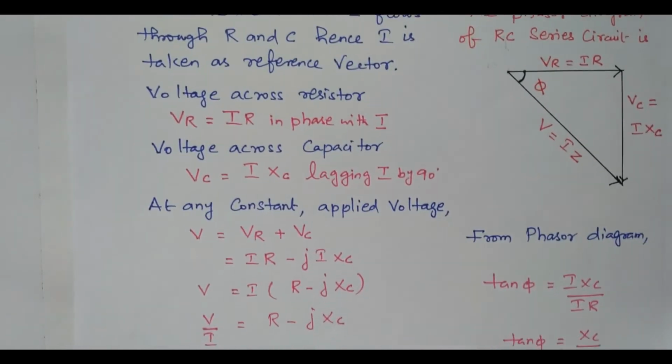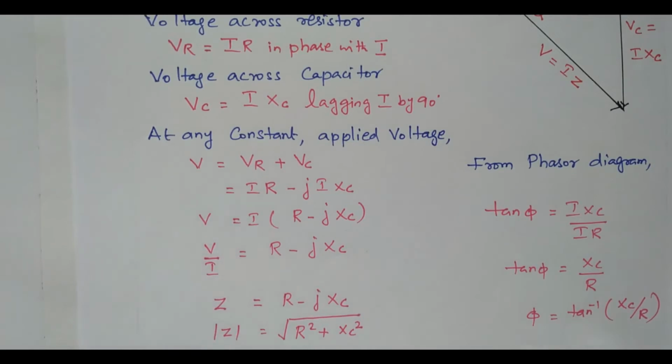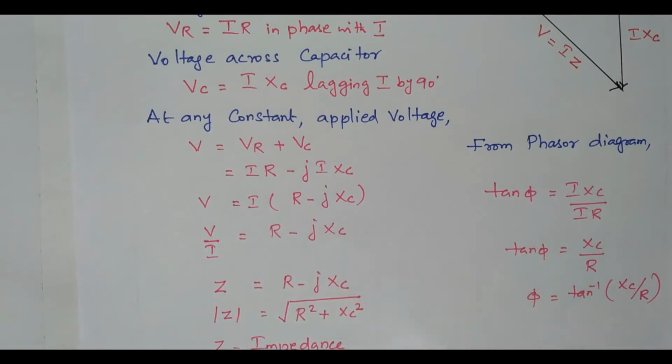From this phasor diagram we can find the value of tan phi. Tan phi is the side opposite over the adjacent side, IXC divided by IR. I gets cancelled, so XC divided by R. So phi equal to tan inverse of XC by R. The phase angle phi is tan inverse XC by R. While writing the polar form we can use this angle phi. This is the rectangular form, and for the polar form we can use this angle. Now we'll go to the phase difference between current and voltage.